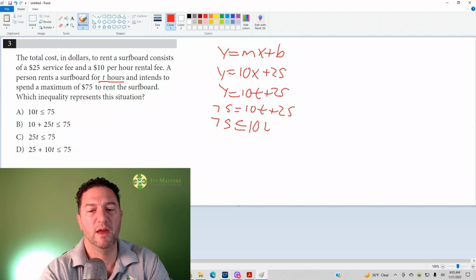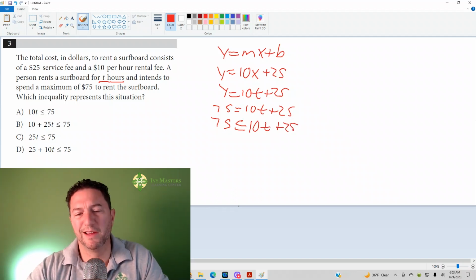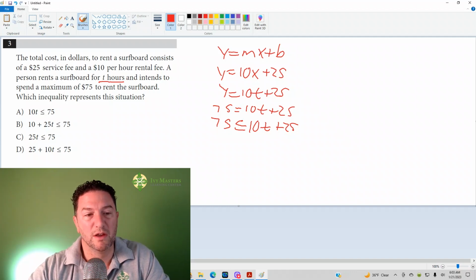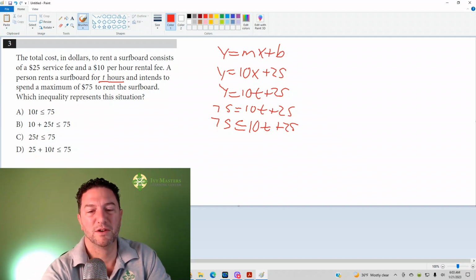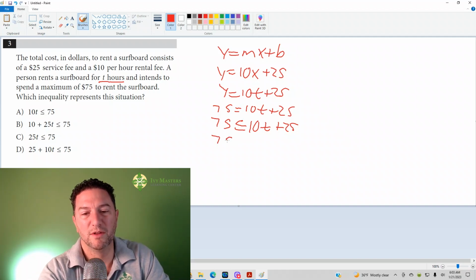How do we know? If you just threw around some numbers in your head and said, let's say he was at it for 100 hours using that surfboard, well, he wouldn't be able to do that because he has to restrict the price. So 100 hours shouldn't work, and you notice that you have it going the wrong way. So now we know that it's got to be this.